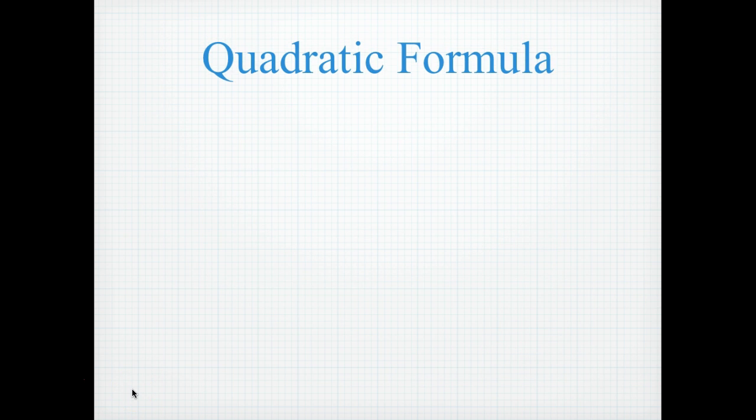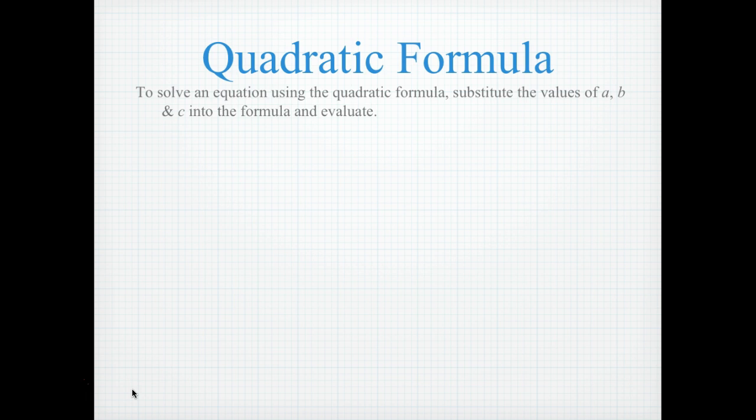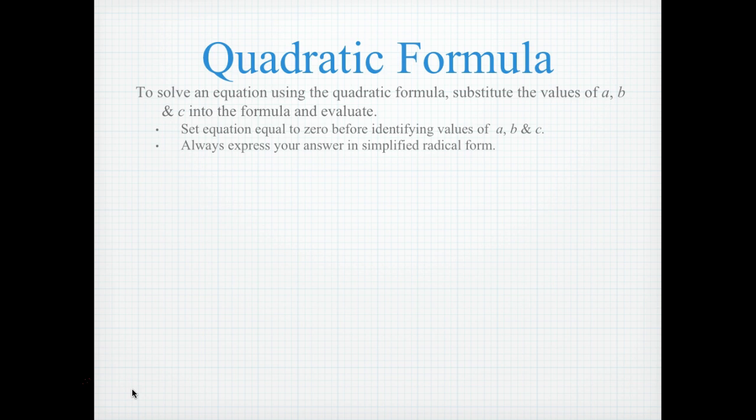To solve using the quadratic formula, we have to substitute values of a, b, and c into the formula and evaluate. There are a few things we need to keep in mind on the road to a solution. We have to first set the equation equal to 0 in order to get true values of a, b, and c. Second, we always express our answer in simplified radical form. And lastly, just like completing the square, we should expect irrational and complex solutions. A rational solution indicates the equation was factorable at the beginning.